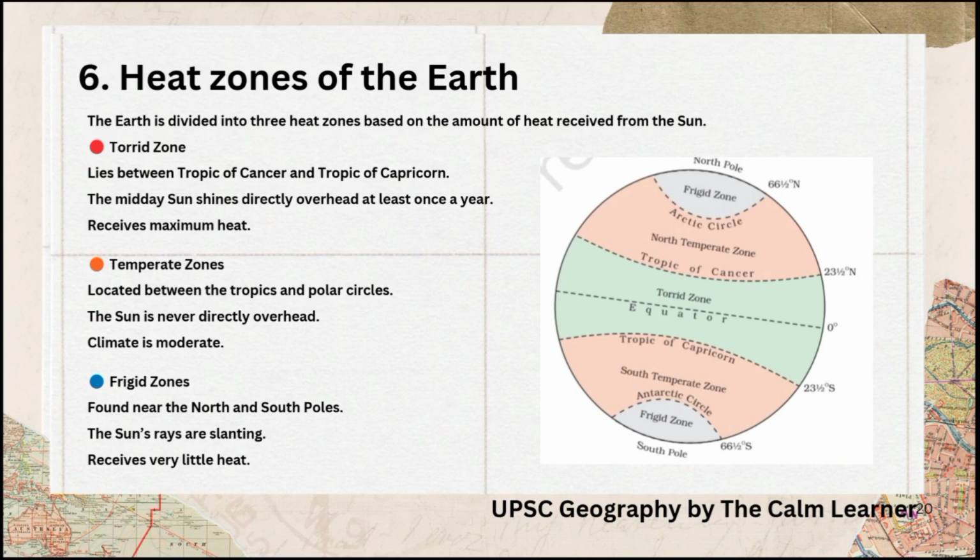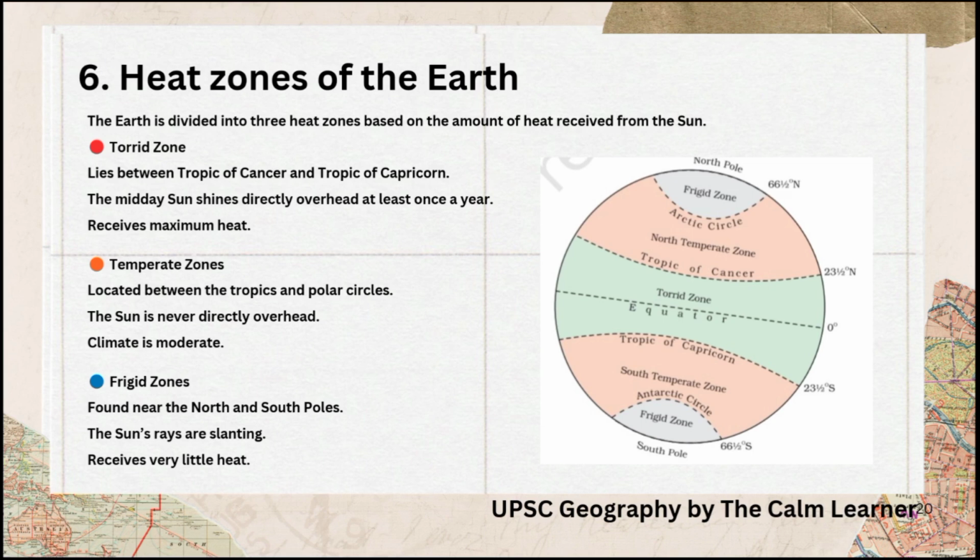Now, let us see what are the bases of dividing these heat zones. So, the heat zones are divided on the Earth on the basis of the angle at which the sun's rays fall and the amount of heat received by different regions. Now, on the basis of this difference, we can differentiate the heat zones into three categories.